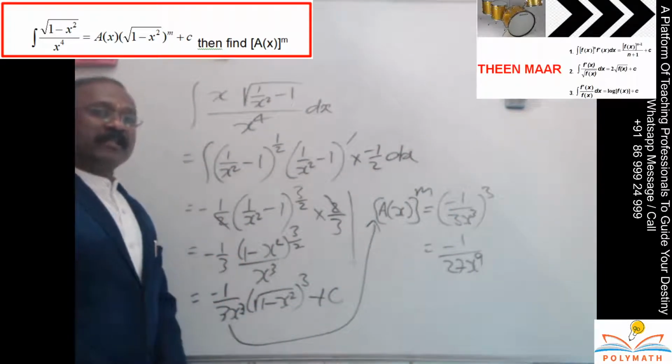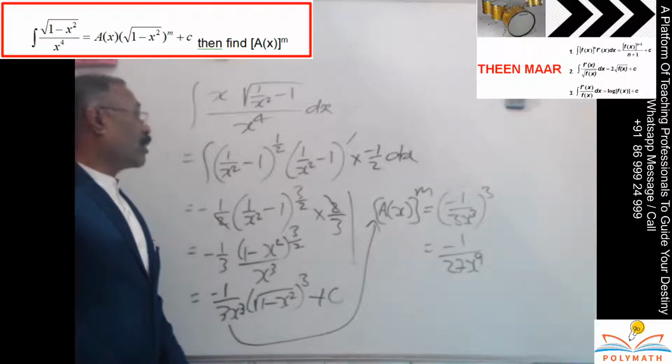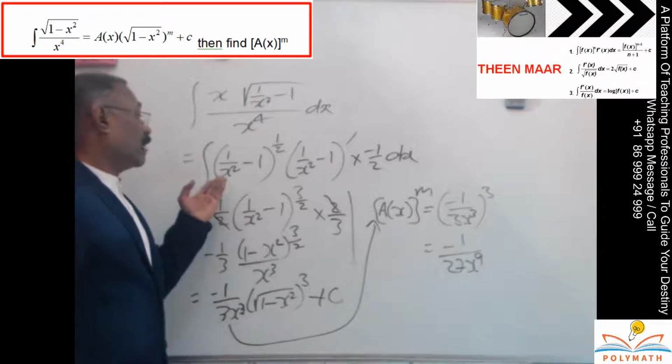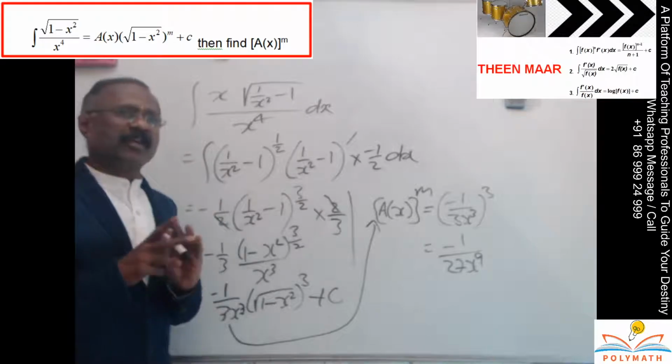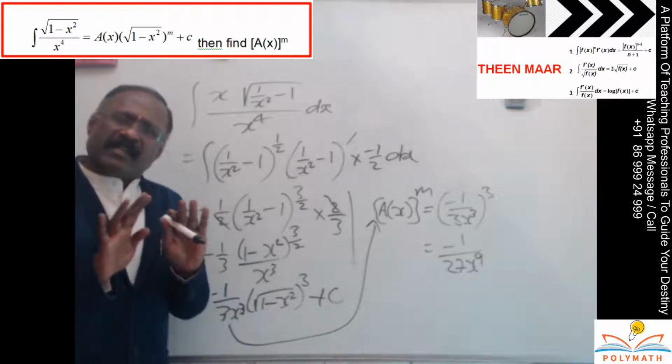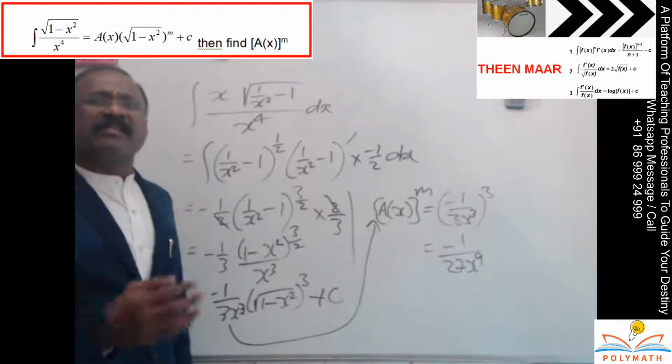Minus 1 by 27 x power 9. See, here, what is the formula we applied? Again, we applied type 1 there, f(x) power n into f dash x. You have to understand that adjustment, that's it. So try to avoid substitution so that the time will be saved.